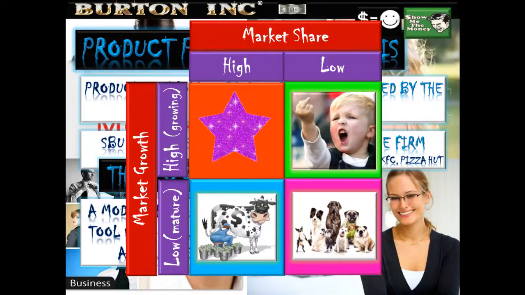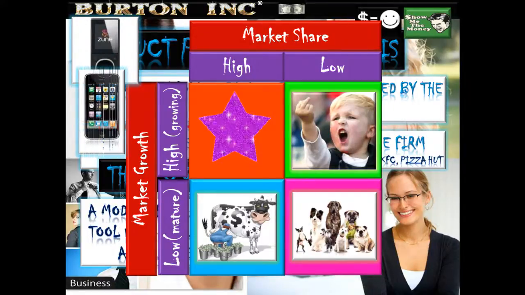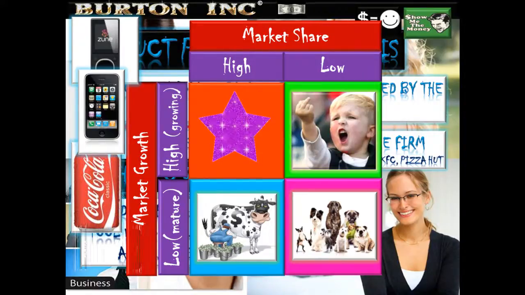Now we divide these up into quadrants. So we've got low market growth with high market share, low market growth with low market share, high market growth with high market share, high market growth with low market share. Each of these quadrants has got a different term associated with them. Down on the bottom left hand corner we've got the cash cow.